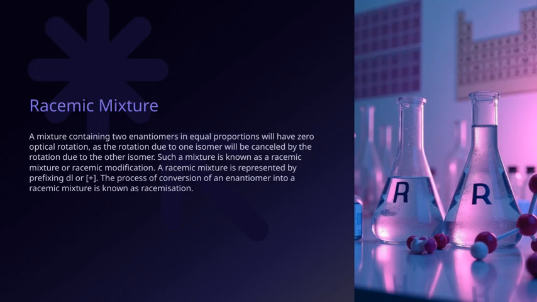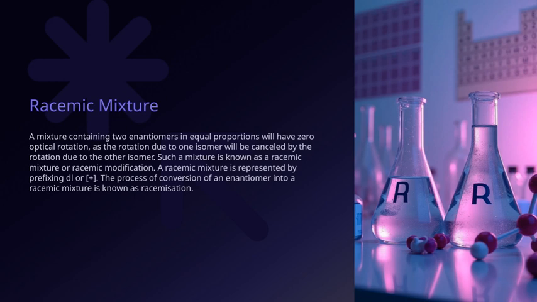Let's talk about what happens when we have a mixture of 2 enantiomers in equal amounts. In such a case, the optical rotations caused by each enantiomer essentially cancel each other out. So, even though each enantiomer can rotate plane polarized light, their combined effect results in 0 overall rotation. This type of mixture is called a racemic mixture or racemic modification. You'll often see racemic mixtures represented by the prefixes DL or plus, indicating the presence of both enantiomers.